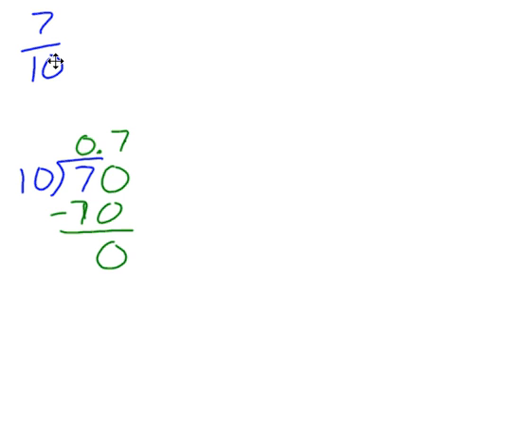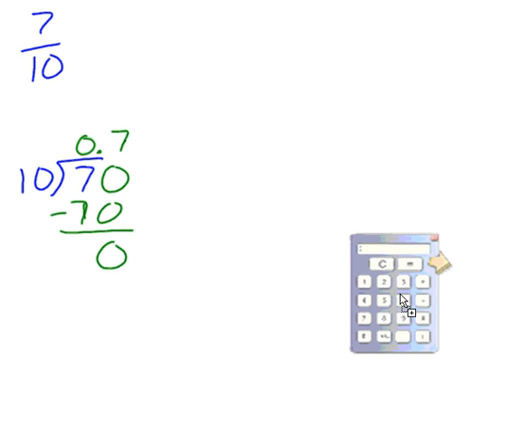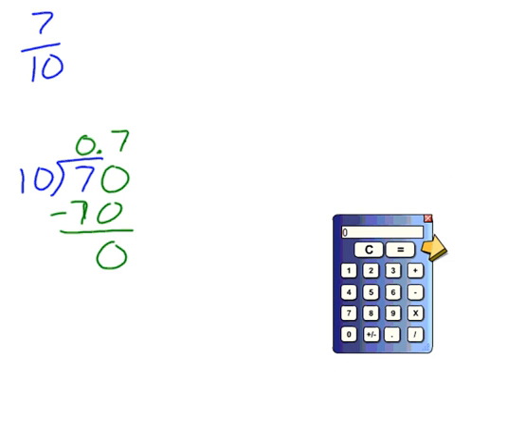We can also verify this using a calculator. Let's see, now here's the number 7, and we're going to divide it by 10. What's our answer? 0.7. Okay, that was pretty simple. Let's take a look at the next one.